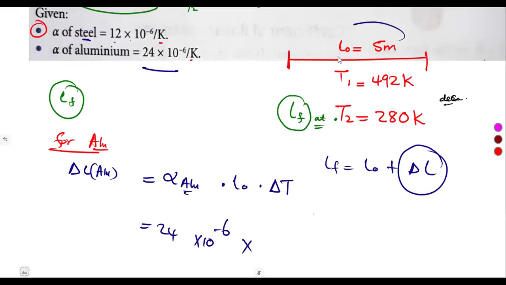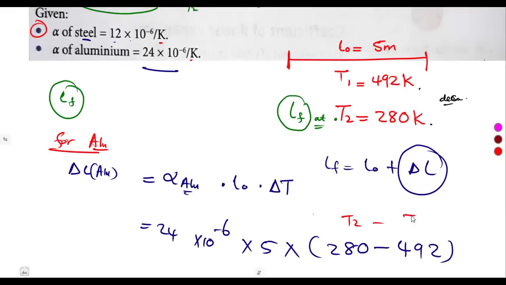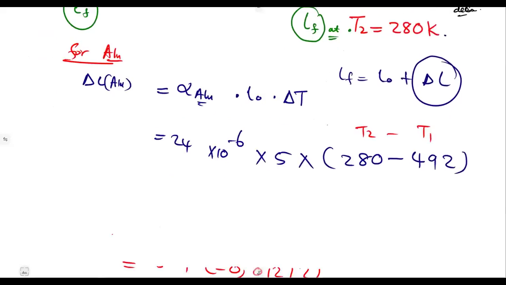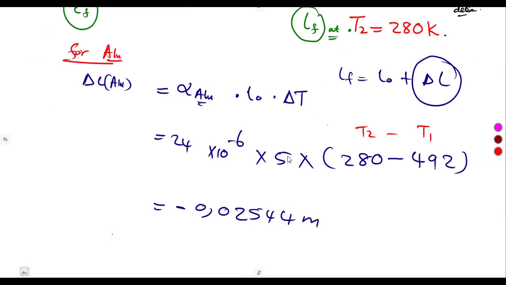Original length, like I said, these two are at what? 5 meters both. Then the change in length, as we saw, guys, T2 minus T1, that was 280 minus 492, just like that. So final minus initial. So we're going to get a negative value because of that decrease that we are seeing in temperature. So that was going to give us the change in length for aluminum of negative 0.02544 in meters, as we used this one in what? In meters. So same units.